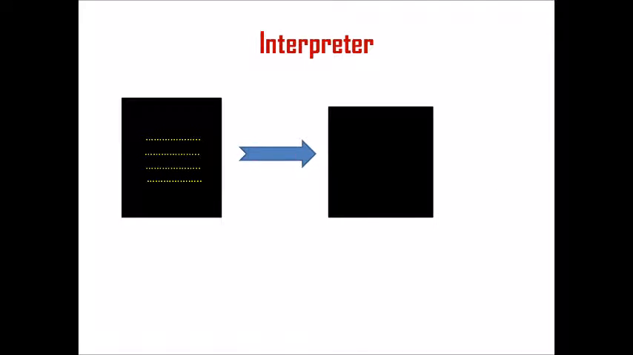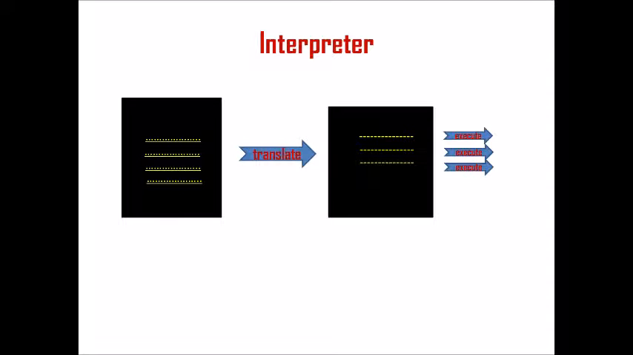Now let's see the interpreter. What an interpreter does is read the code line by line, translate it to bytecode, and then execute it. So a compiler reads the whole document at once, translates, and then executes. But an interpreter reads the code one line at a time, translates it, and then executes it. This is the difference between the interpreter and the compiler. Both are programming language translators, which translate the high level language into low level language or machine language.